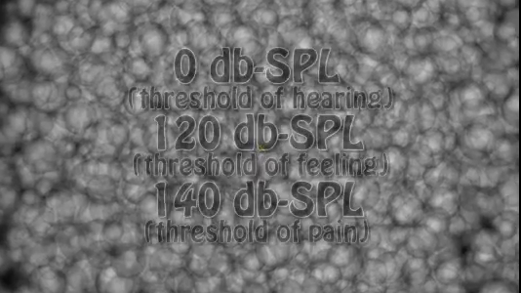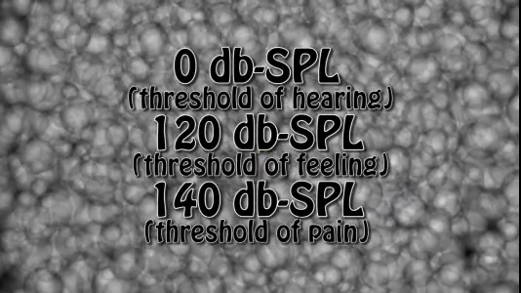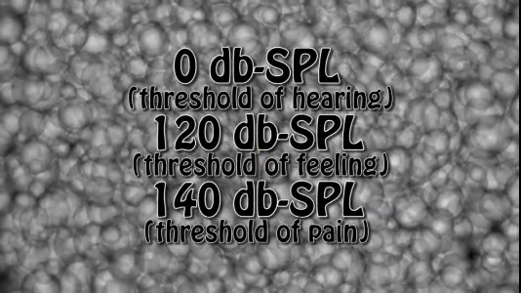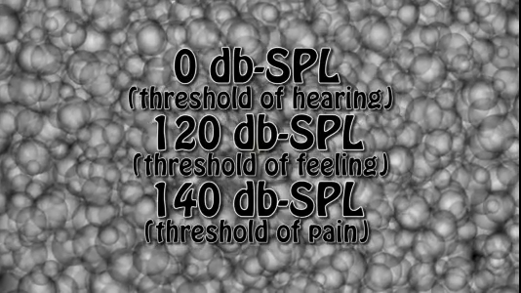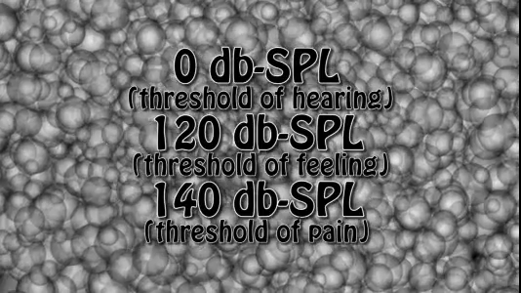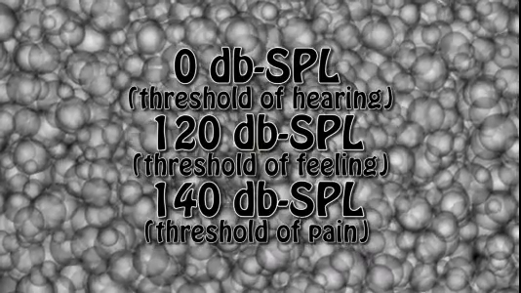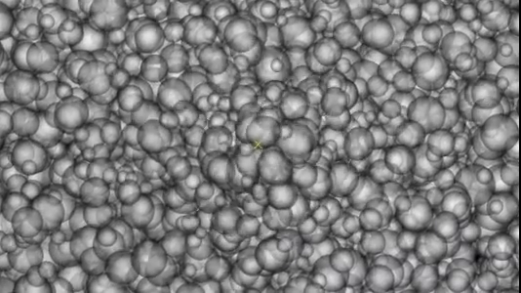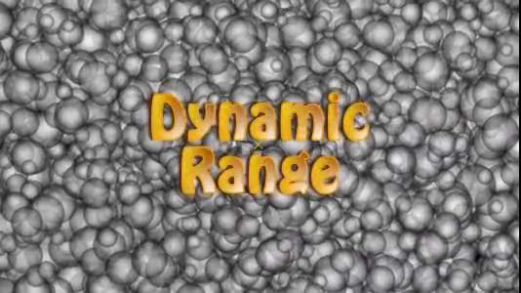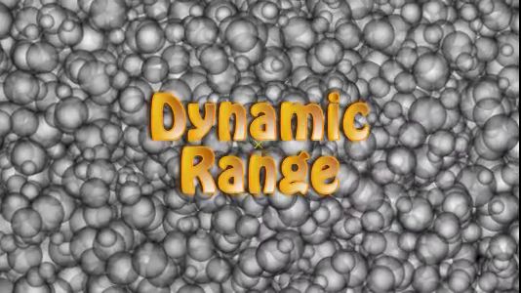Humans can hear a range from 0 decibels sound pressure level, the threshold of hearing, to 120 decibels sound pressure level, which is the threshold of feeling. This continues to 140 decibels sound pressure level, which is the threshold of pain. This decibel range between the loudest and softest sounds is called the dynamic range.